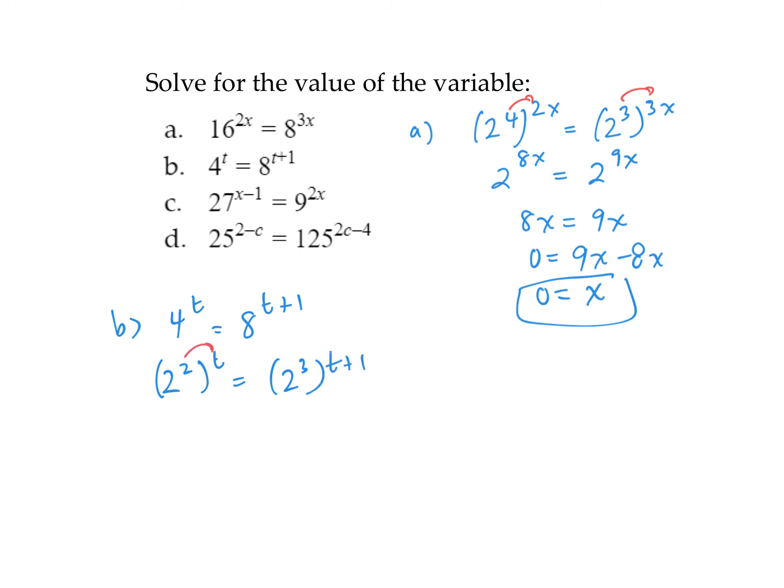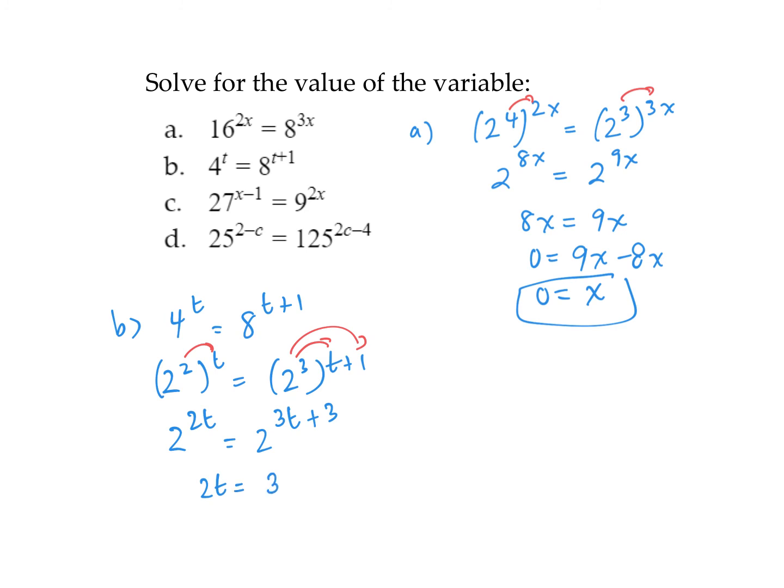I'm going to apply the power rule to both terms. So don't forget both terms. So 3 times t plus 3 times 1. Don't forget to multiply the 1. Often we forget that. We only multiply the first term. Make sure you multiply both terms.